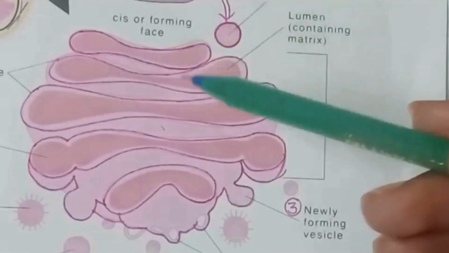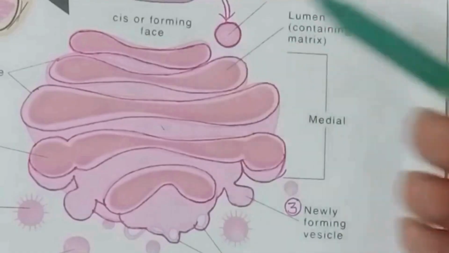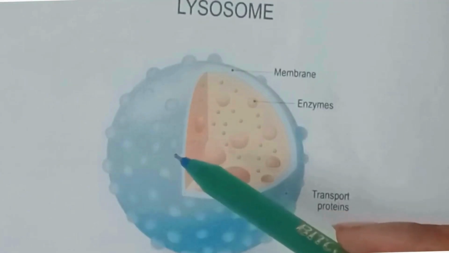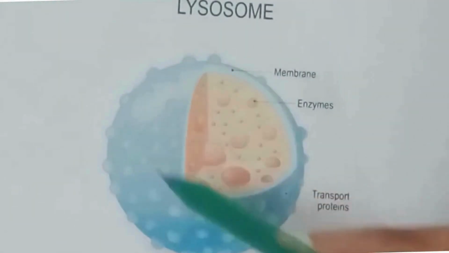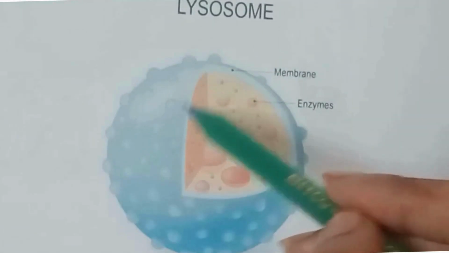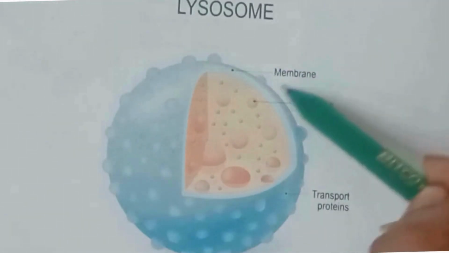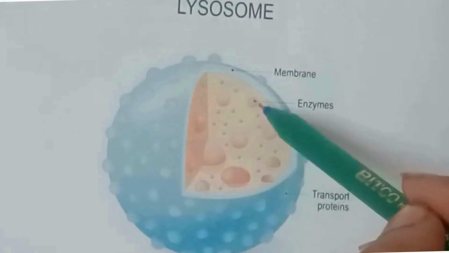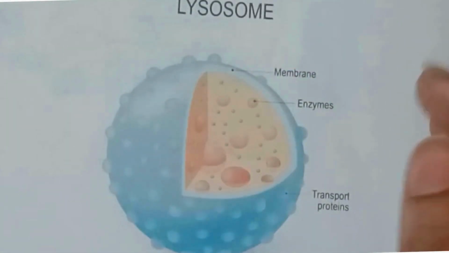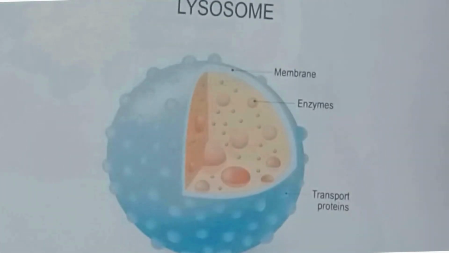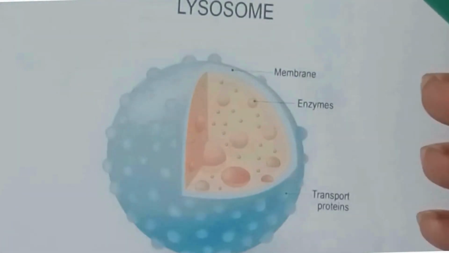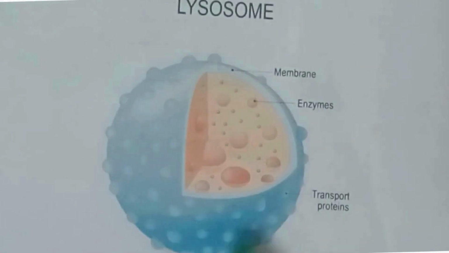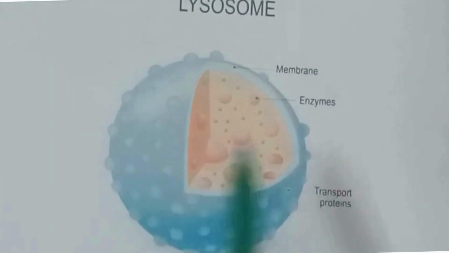Let's discuss the structure of lysosome in detail. These are tiny spherical sac-like membrane-bound vesicular structures which are formed by packing in the Golgi apparatus. These are rich in hydrolytic enzymes like hydrolases, which are lipases, carbohydrases, proteases, and nucleases. These are active at acidic pH and are capable of digesting carbohydrates, proteins, lipids, and nucleic acids. This also contains transport proteins on the surface of them.